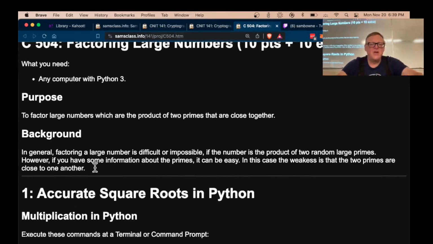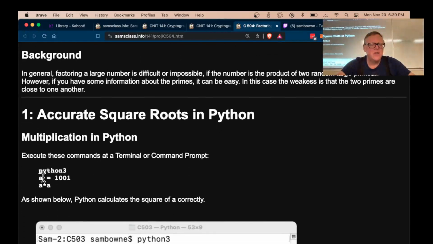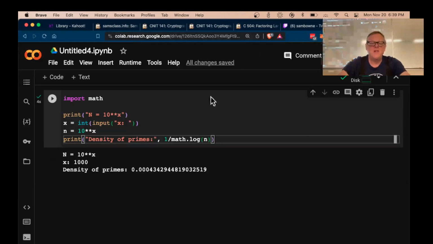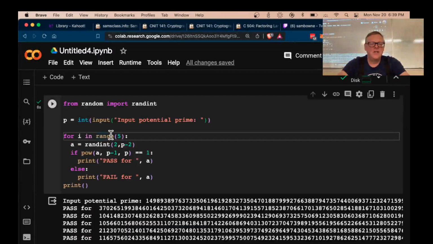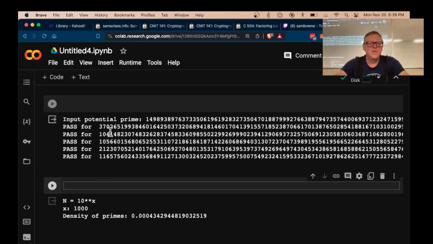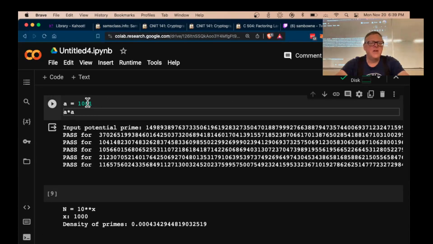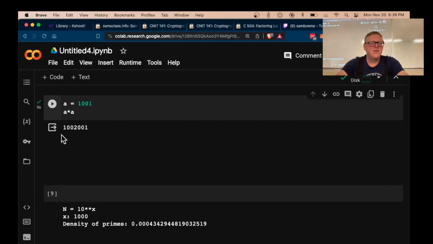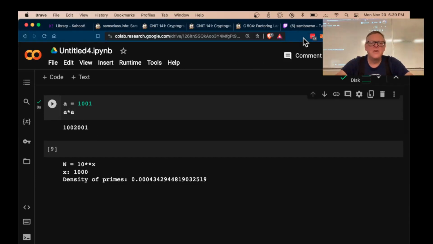A couple of tricks that you need to know here, which some students brought up in earlier projects. If I multiply 1001 times 1001 in Python, well, you can use this same notebook. I'm just going to multiply a times a, and I get this big number. That's 1001 times 1001.